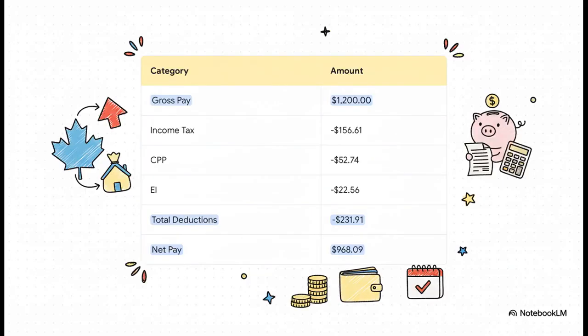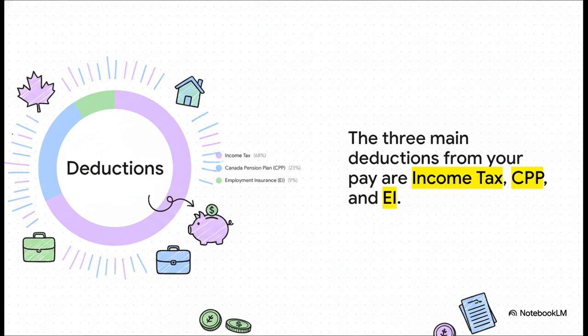Okay, let's check out a real-world example here. So we've got Joseph Mayer's pay stub. His gross pay is $1,200. Now look at the deductions. There's income tax, Canada Pension Plan, and employment insurance. Add all those up, and you get about $232 in deductions. So you take the $1,200, subtract the deductions, and what's left? That's his net pay, which comes out to $968.09.